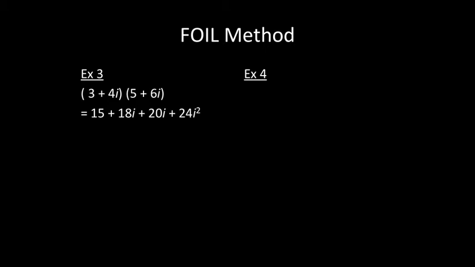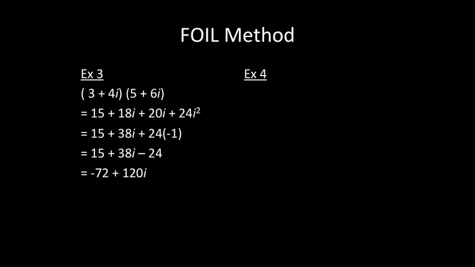Now remember to combine like terms and convert i squared into -1, which is equal to 15 plus 38i plus 24 times -1 equals 15 plus 38i minus 24 equals -9 plus 38i. Now remember, this answer should always be in a plus bi form.